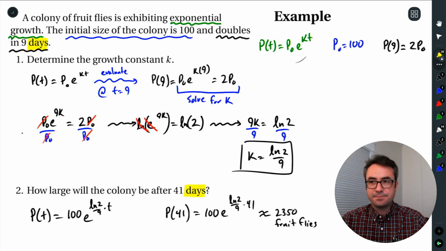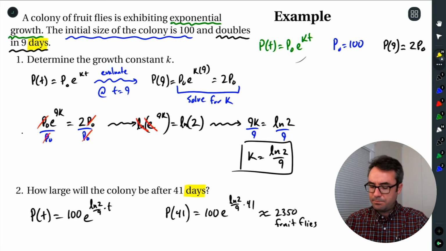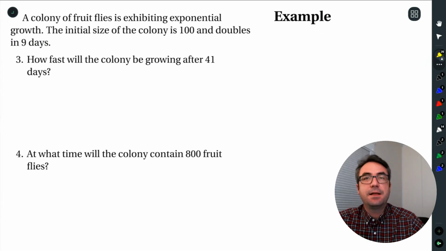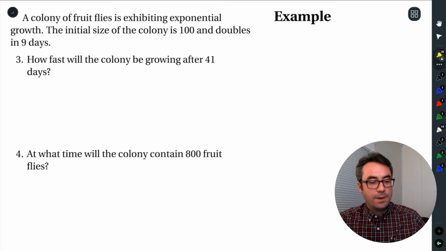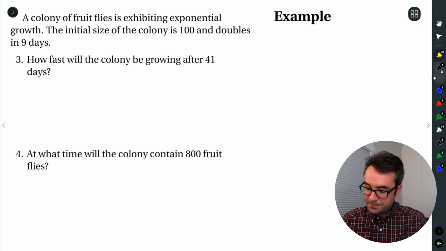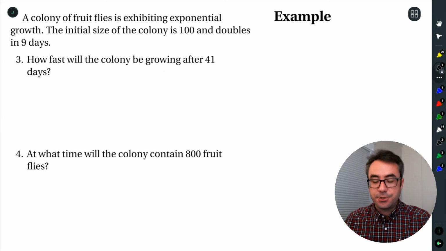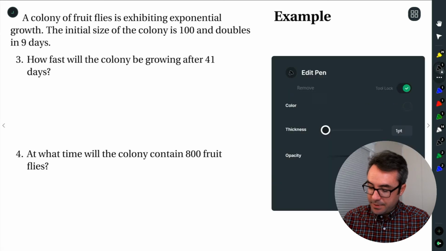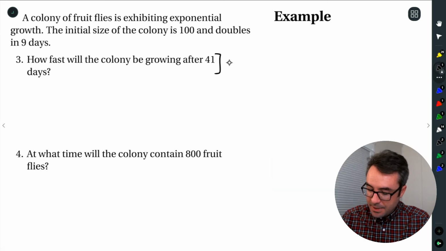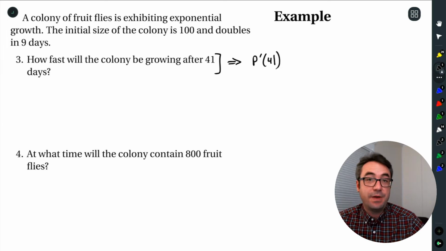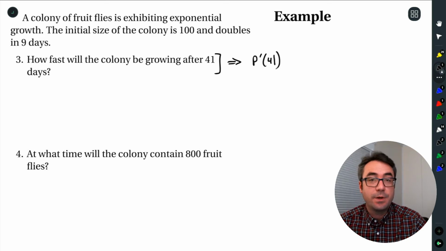All right. Let's try part 3. How fast is this colony going to be growing after 41 days? Well, what does that mean? When we see things like how fast is it growing, that's talking about a rate of change. And what that really means is calculate the derivative. We want to know the value of our derivative after 41 days, or at time equals 41. So we want to calculate P prime at 41.